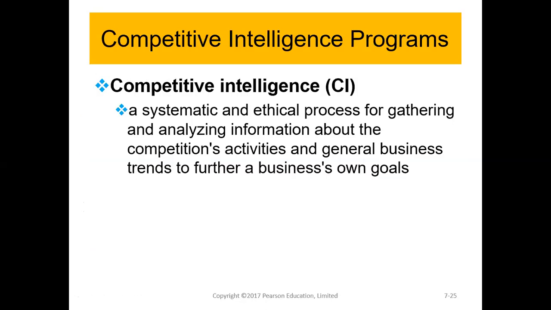So at this stage, you conduct what we call competitive intelligence. Competitive intelligence is a systematic and ethical process for gathering and analyzing information about the competition's activities and general business trends to further a business's own goals. Again, competitive intelligence means you are systematically gathering and analyzing information about your competitors. And here we say it is legal, okay? So we're talking about a legal way of gathering and analyzing information about your competitors in order to help you develop your own business and goals.